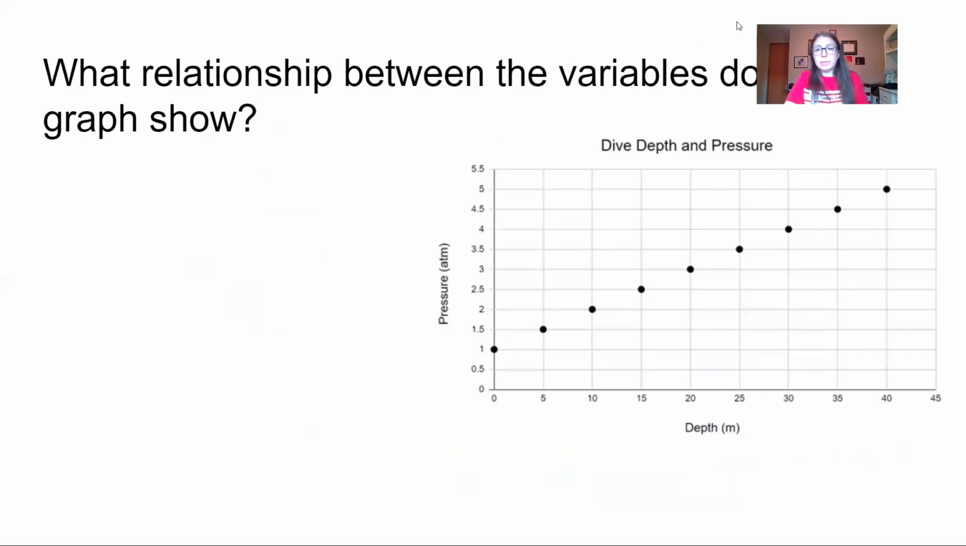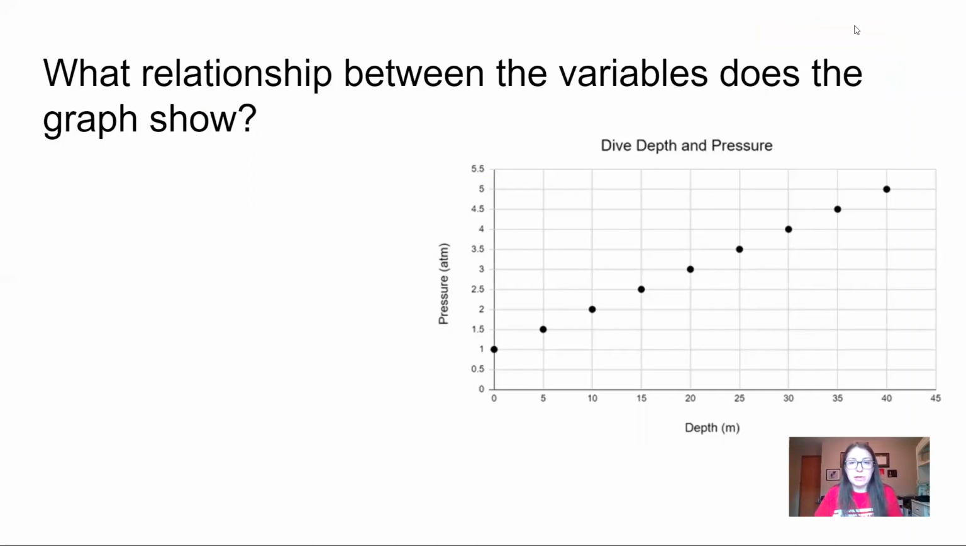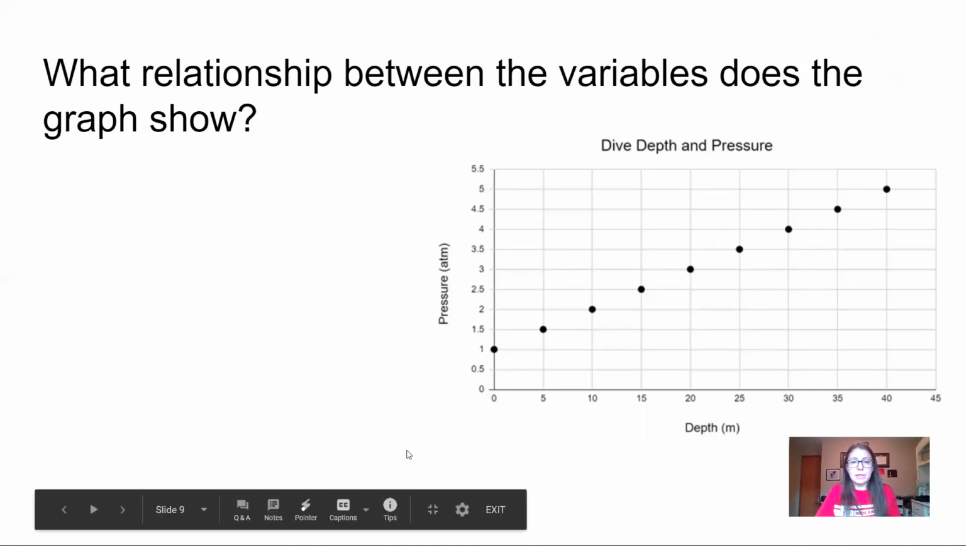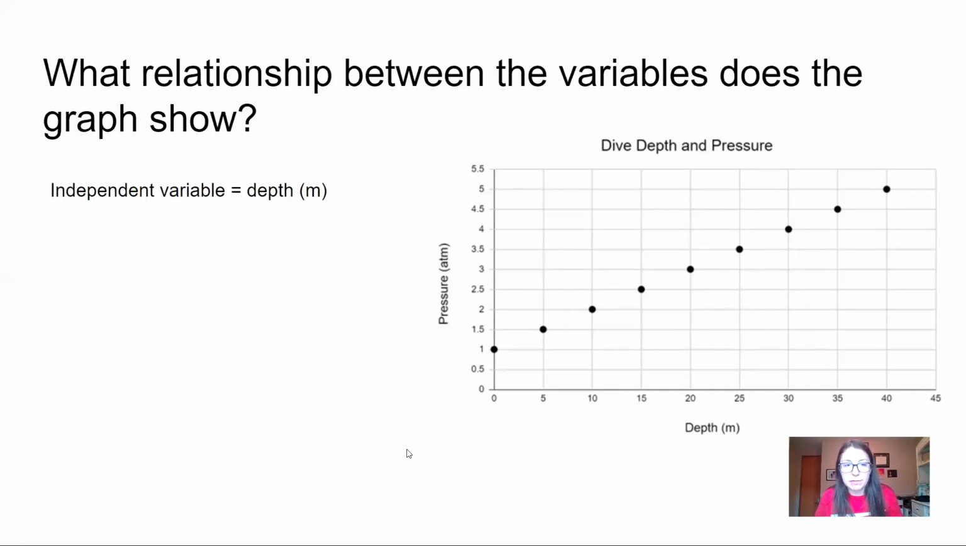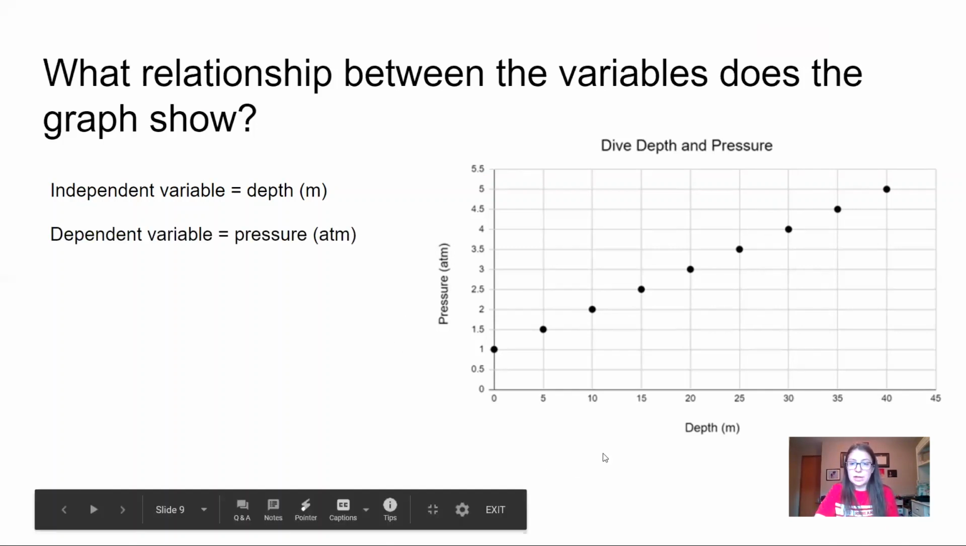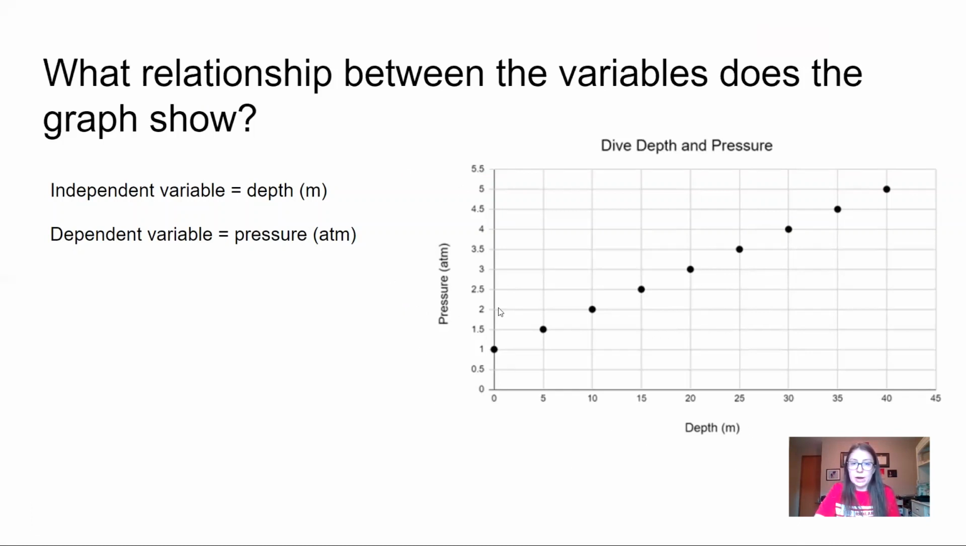So the other important piece of a graph that I'd want you to be able to interpret is the relationship between the variables. We kind of talked about this already, but on your x-axis is always going to be your independent variable. In this scenario, that's depth in meters. On your y-axis is always going to be your dependent variable. In this case, that's pressure in atmospheres. Independent x, dependent y.